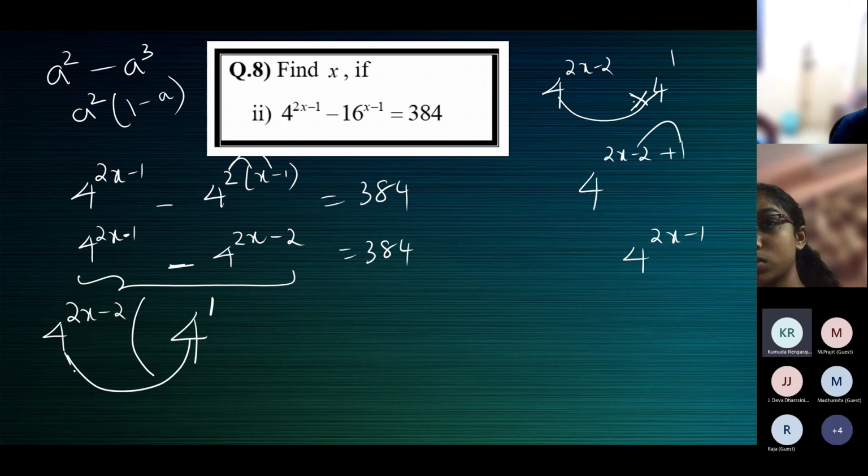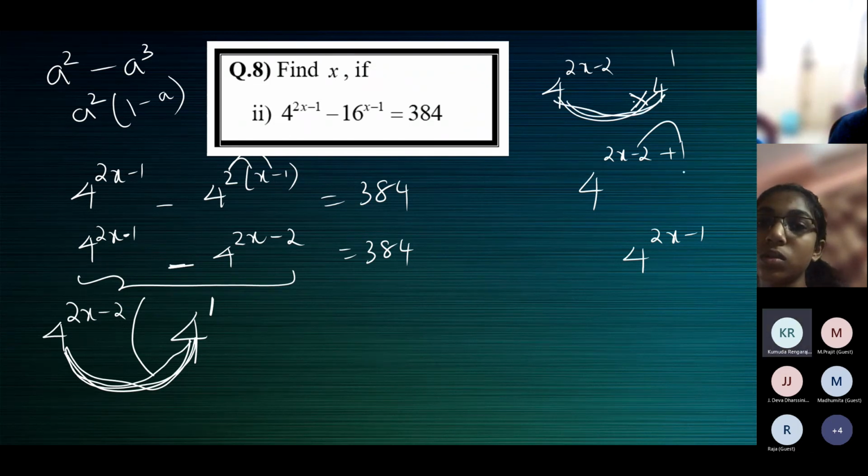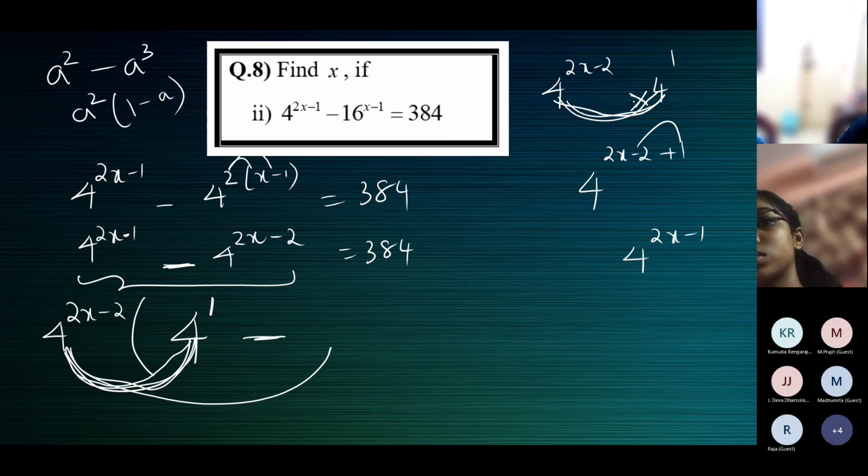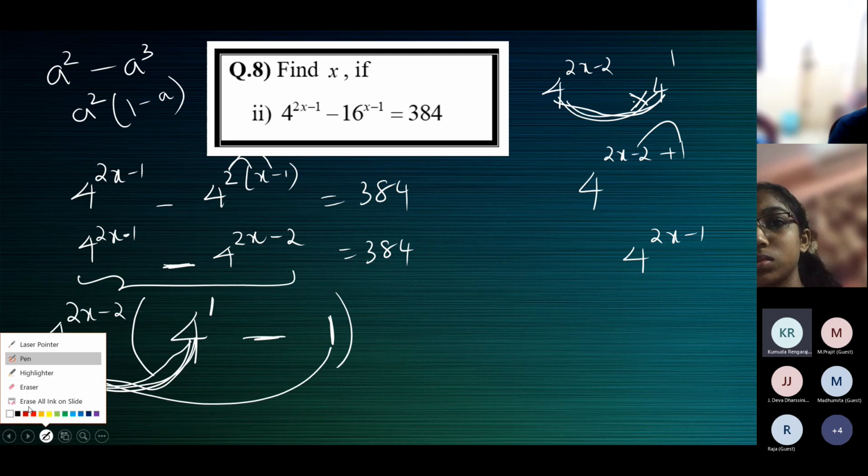Because when you multiply these two, 4 to the power of 2x minus 2 into 4 to the power 1, add the powers and you will get 4 to the power 2x minus 1. Minus, this into what will give you this. The same thing is outside common, so I should write 1 here. So let me write that clearly.